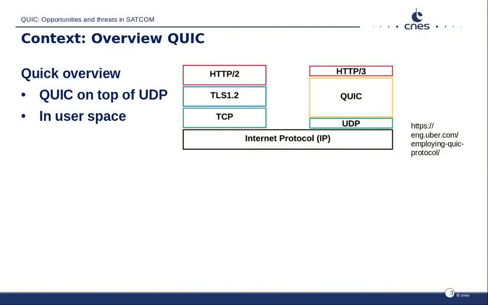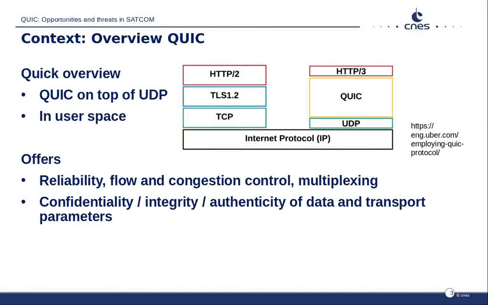What is QUIC? As opposed to a classical stack, HTTP/2 over TLS over TCP over IP, QUIC is in between HTTP/3 and UDP. QUIC includes most of the functionalities that are provided by TCP, such as reliability, flow and congestion control, multiplexing, and so on. But on top of TCP, we have the guarantee of confidentiality, integrity, authenticity of the data and transport parameters that are in a QUIC transport.